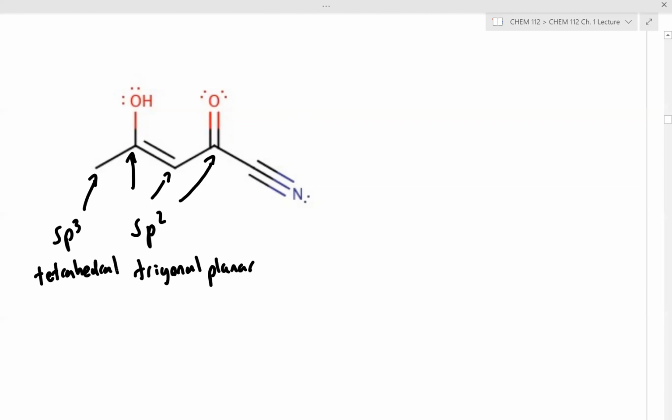Now, let's take a look at this oxygen. What is the hybridization of this oxygen if it wants to conjugate its lone pair, if it wants its lone pair to participate in delocalization? sp2. So as a result, the geometry centered around this oxygen would be trigonal planar bent.